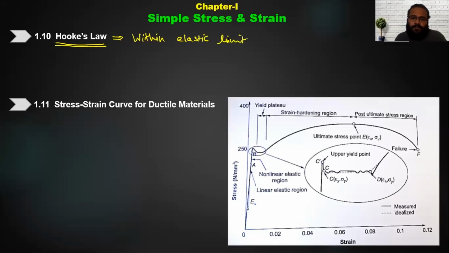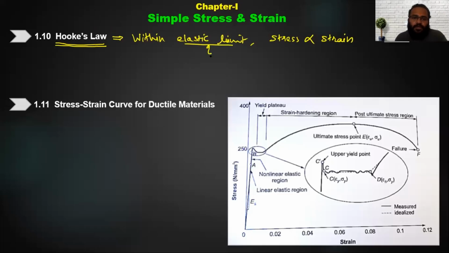Stress is directly proportional to strain. Within elastic limit, the stress is proportional to strain. So the stress induced in the material is going to be proportional to the strain. Now, what do you mean by this elastic limit?